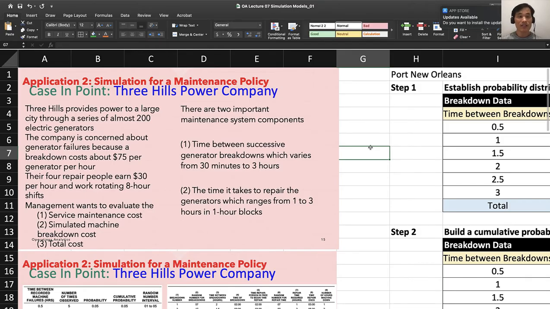Hi, this is the second application of Monte Carlo simulation, and we want to look at Three Hills Power Company. This company provides power to a large city through a series of almost 200 electric generators. The company is concerned about generator failures because a breakdown costs about $75 per generator per hour. There are four repair people who earn $30 per hour and work rotating 8-hour shifts.